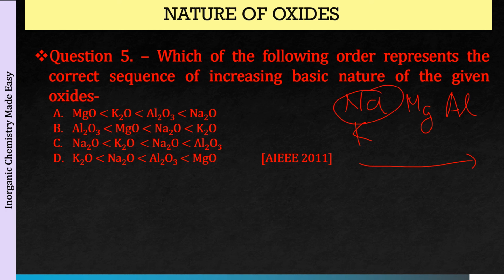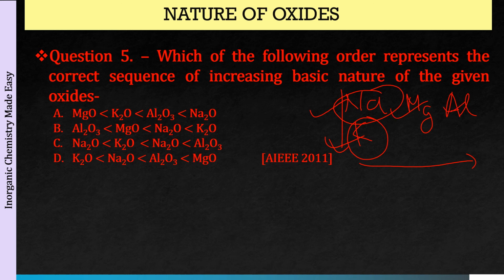So sodium is going to be the most basic, right? And in a group, the basicity is going to increase. So potassium is going to be more basic than sodium. So what should be the order? First of all, it should be potassium, then sodium, then magnesium, and then aluminium.